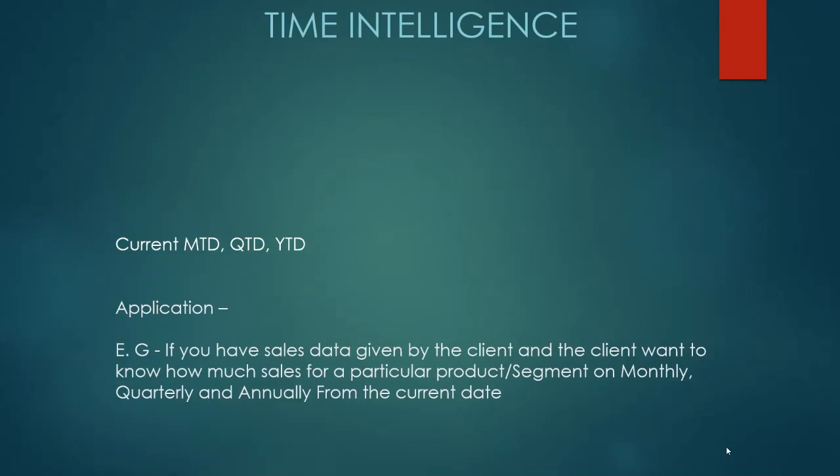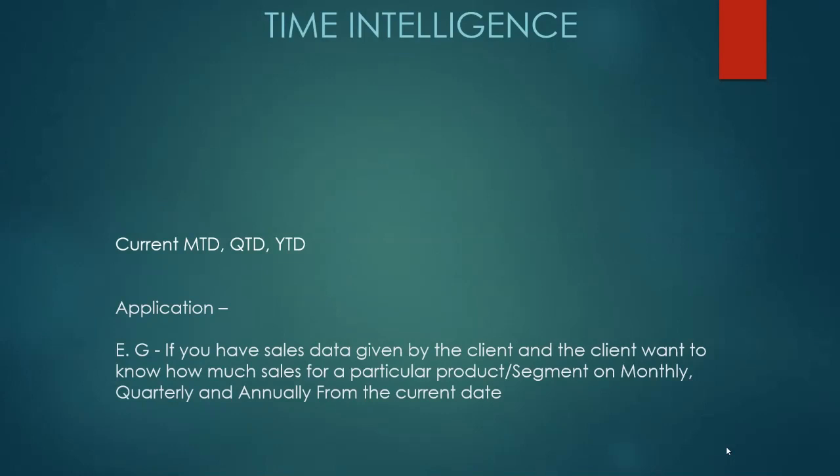If the client is asking for that information, how are you going to provide it? Of course you can do it manually, fetch the result and provide it, but sometimes the client also asks that it should be there in the Power BI report as one of the key performance indicators. So you have to create three separate measures, one for MTD, one for QTD, another for YTD, and that will be refreshed till the current date.